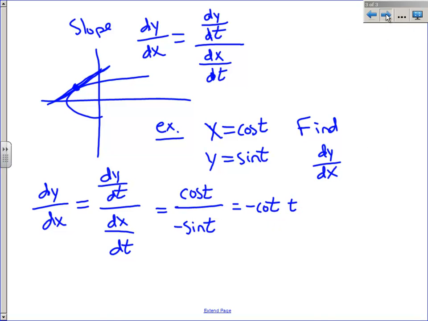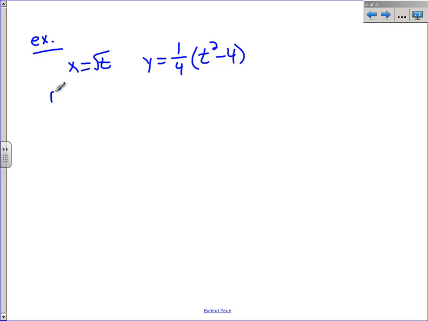Let's do another example of that. Let's do x equals the square root of t and y equals 1/4 t squared minus 4. And we want to find dy/dx at the ordered pair (2, 3).